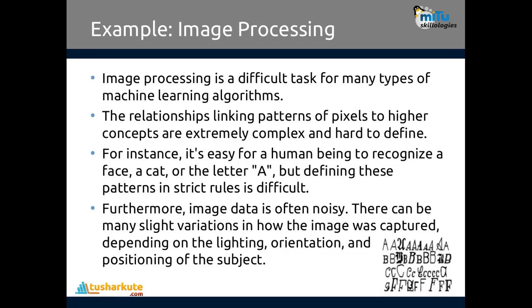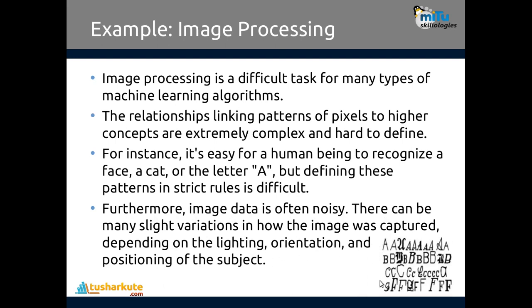Image processing is used here, so it's a difficult task for many types of ML algorithms. We already saw this in decision tree and random forest, where I predicted whether banknotes are fake or not fake. This is one more example where I'm going to apply image processing. The relationships linking patterns of pixels to higher concepts are extremely complex and hard to define. For instance, it's easy for a human being to recognize a face, a cat, or a letter A, but defining these patterns in strict rules is difficult. Furthermore, the image data is often noisy. There can be slight variations, since images are captured depending on lighting, orientation, and positioning of the subject.